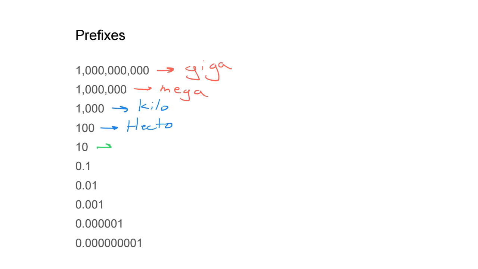Ten of something is a deca, spelled with a K. And so that deals with things very large. Now, once we start moving the decimal point to the other side of the 1, we're starting to get really small. 0.01 is a tenth. So a tenth of something is a deci.